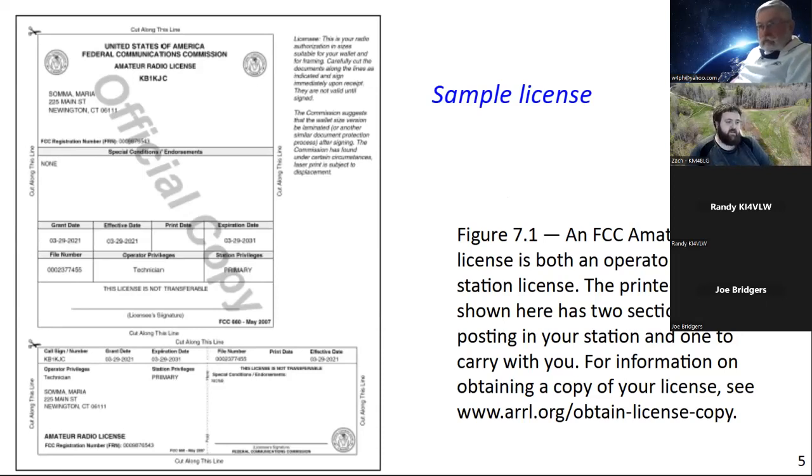But basically, they've got two sections here. The first, this top bigger section here, is the main license. You can print this off, you can frame it, put it on the wall, something you keep in your ham shack. And then down here is kind of like a wallet card that you can print off and fold and put in your wallet just to carry with you in case you're out and about doing amateur radio stuff, from your vehicle or from a park or somewhere away from your house.